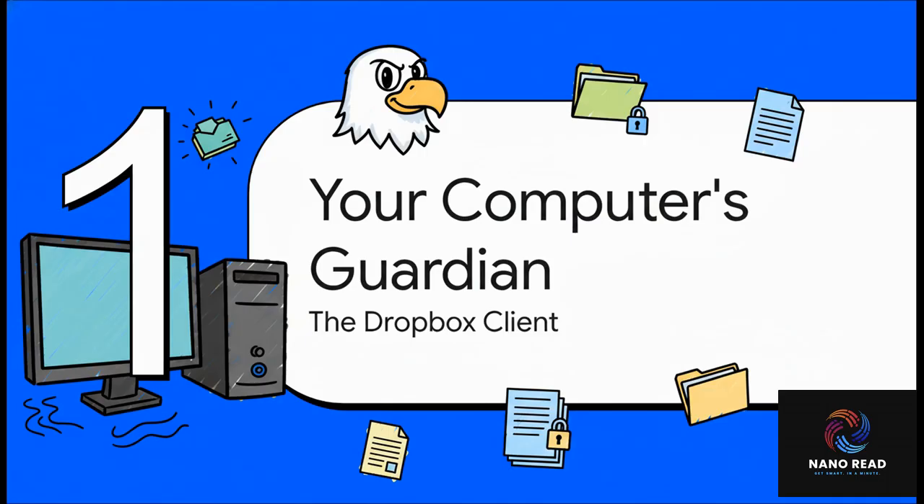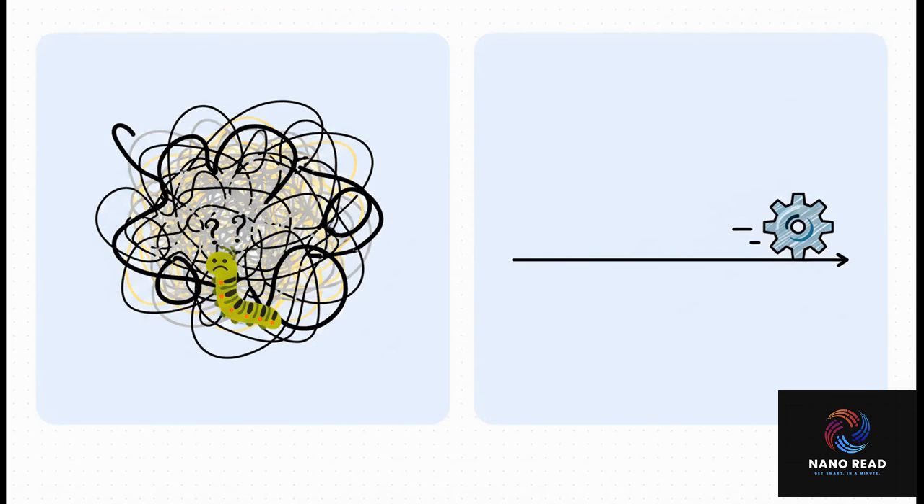machine. The very first piece of this whole puzzle is the Dropbox client. Think of it as this incredibly smart, powerful guardian that lives on your computer, and its only job is to watch your files with an eagle eye. Now, for more than a decade, this guardian was powered by something they called Sync Engine Classic. It was written in Python, and over time it just got, well, chaotic.